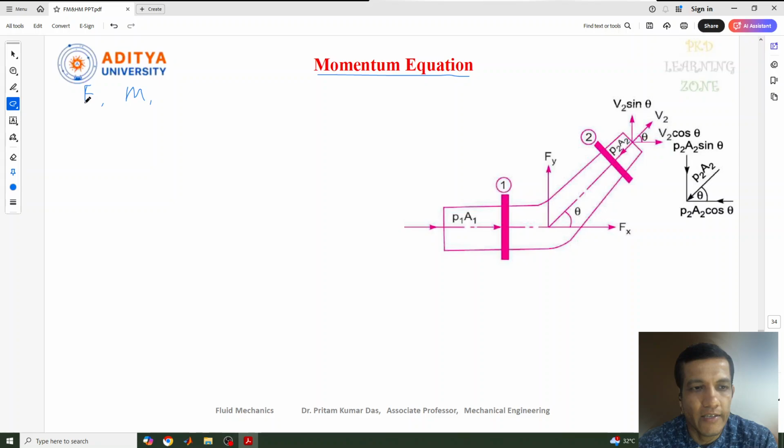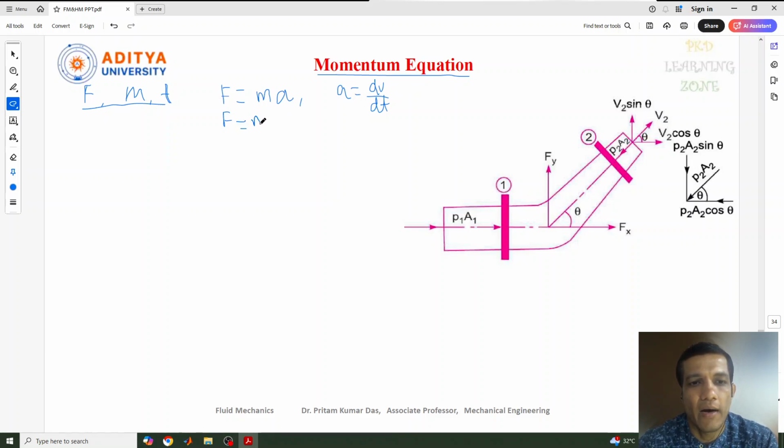So here what are the things? Net force is there, fluid mass is there, and time is there. These are the three things. As for the definition, we can derive that equation, but the equation will be taken from Newton's second law of motion. We know that force equals mass into acceleration, and acceleration equals the change in velocity with respect to change in time.